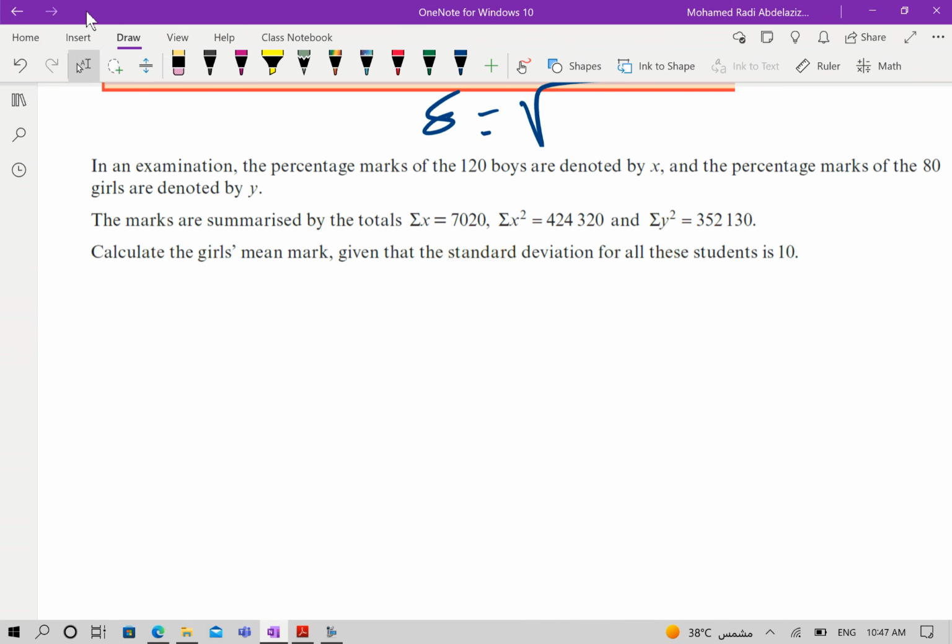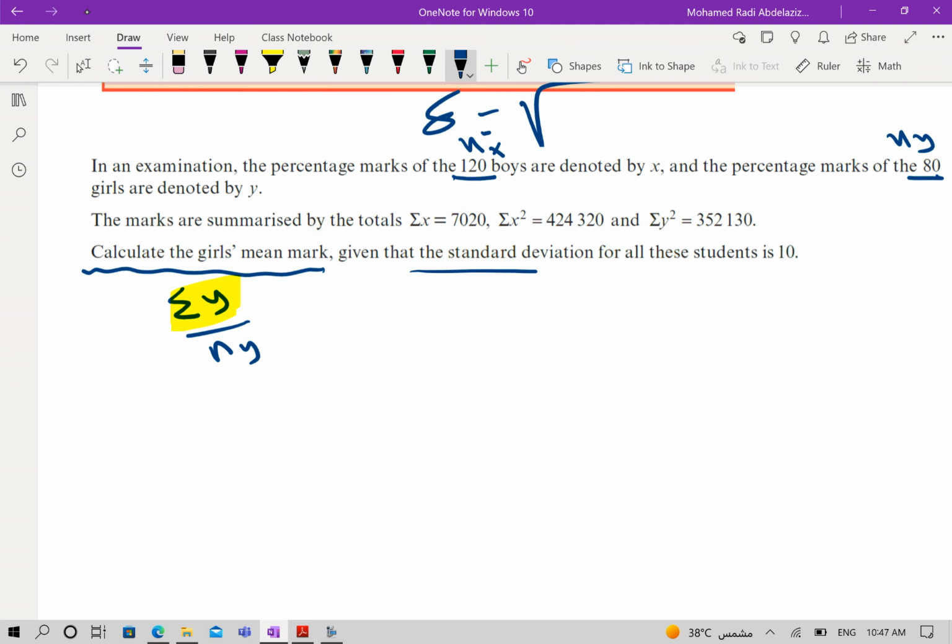It's given n of x, right? And given n of y. Sum of x is given, sum of x squared is given, sum of y squared is given. Calculate the girls' mean. He asked to get sum of y over the number of y, right? The question now is how to get summation of y. It's written here the standard deviation of all the group. So the variance of all the group will be what? The variance of the whole group?